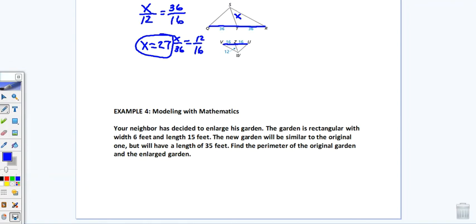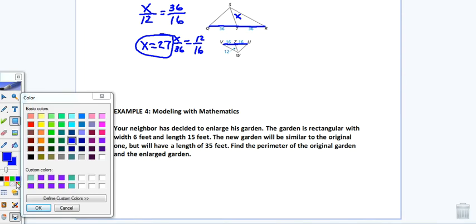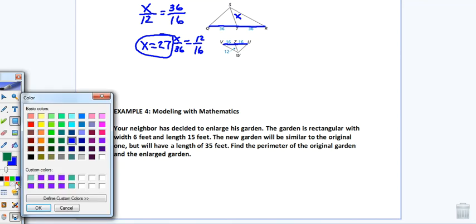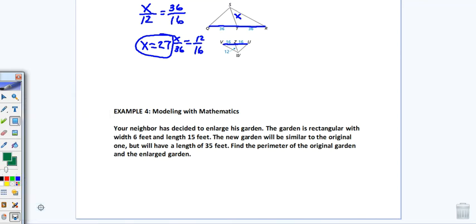Okay, so what's the original garden? 6 feet. Let's make the garden green today. Let's think green, because I'm ready for spring. Aren't you ready for spring, kids? Too cold out. Spring break? Nah. Here's my first garden, okay?